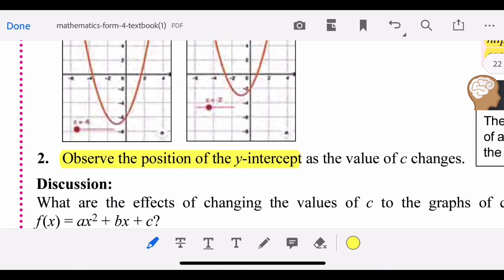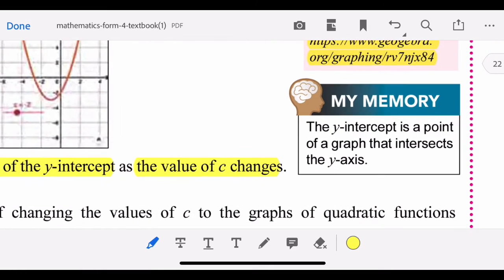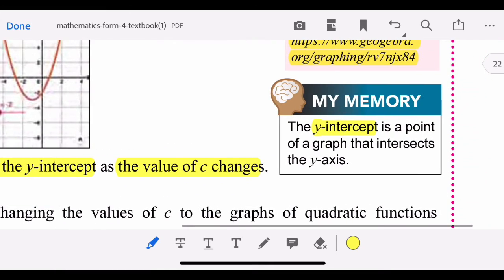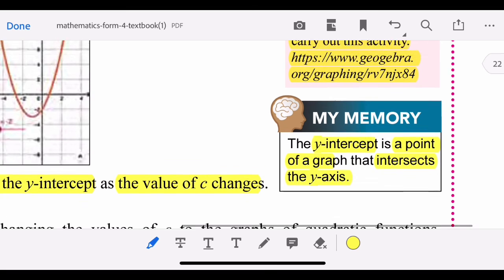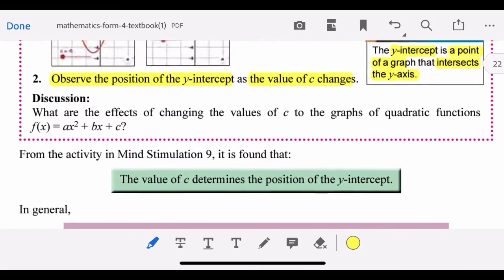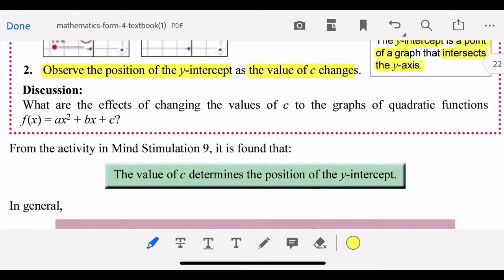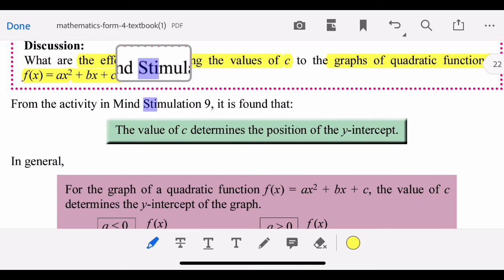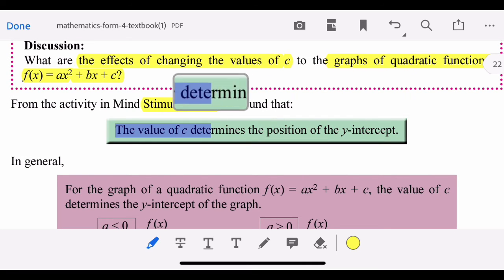Observe how the position of the y-intercept changes with the value of c. The y-intercept is the point where the graph intersects the y-axis. So let's discuss the effects of changing the value of c on the graph of the quadratic function f(x) equal to ax squared plus bx plus c. From the activity in simulation 9, it is found that the value of c determines the position of the y-intercept.